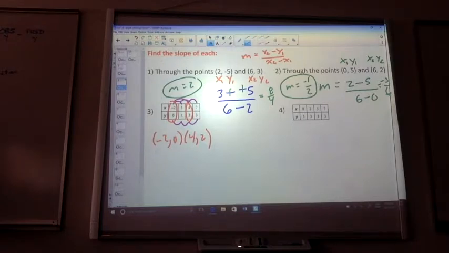All right, so slope equation, we have y2, which we call 2 in this case. y1 is 0, because you have x1, y1, x2, y2, over 4 minus negative 2, 2 over 6. So I have a slope here of 1/3.